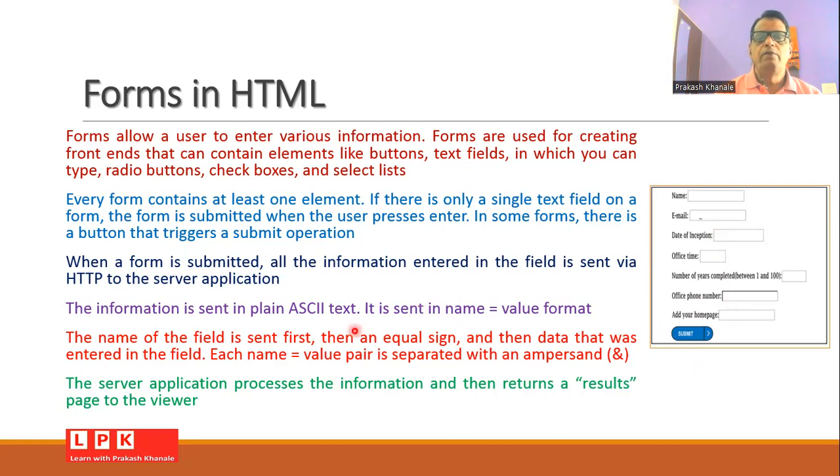Whenever we submit any information through the web page, that information is always sent in ASCII format. Normally the format used for sending the information is the name equals value format. Every two values are separated by some symbol, such as the ampersand symbol. The server will receive the information, and in return it will give a result page to the viewer saying thank you for submission, or information is submitted, something like that. The result will be sent by the server.